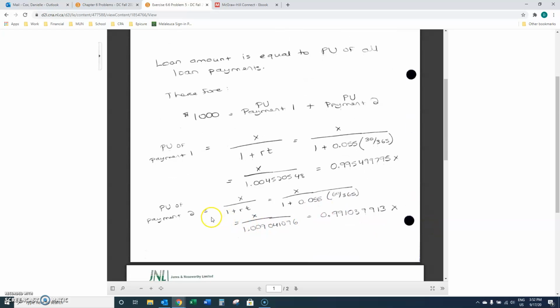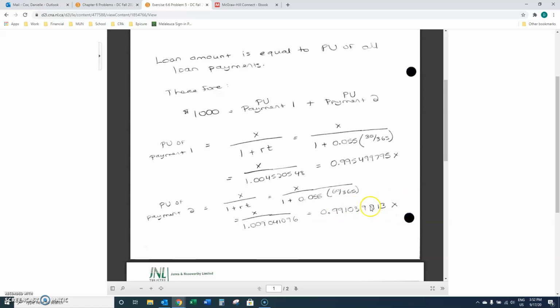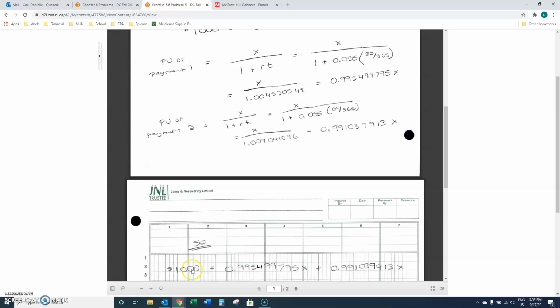And then we do the same thing for payment 2. We put in the formula for the present value. We fill in the numbers that we know, which is the rate and the time, and at this time it was 60 days. We work out the math, and we get to this final number. So therefore, we know that 1,000, which is the value of the loan, is equal to the present value of payment 1, which I've moved down here, and the present value of payment 2.